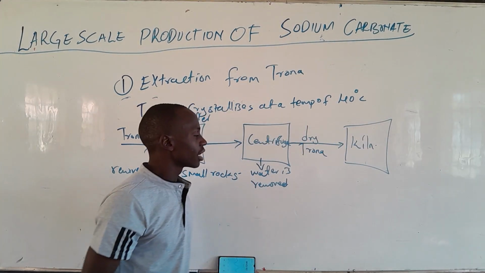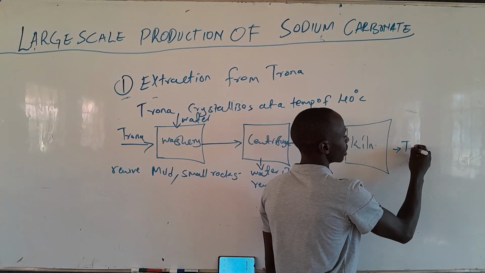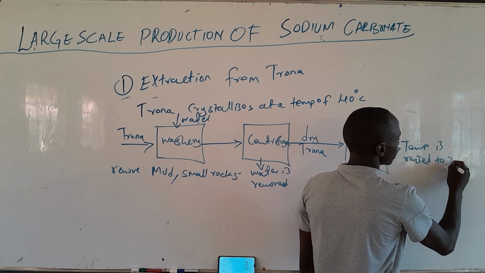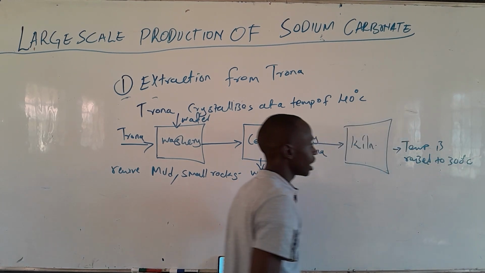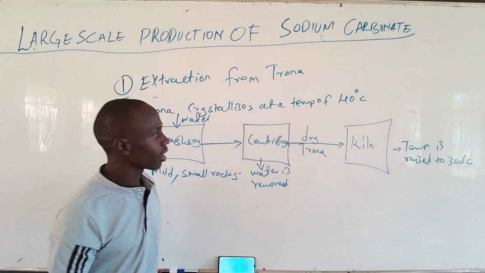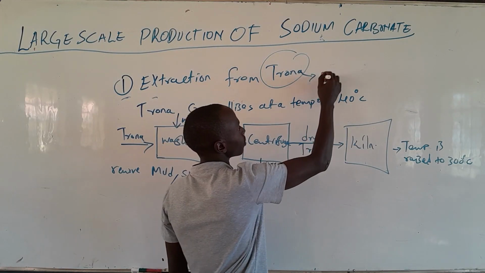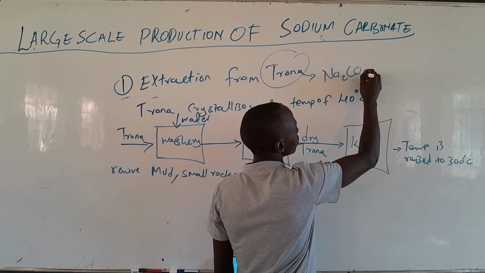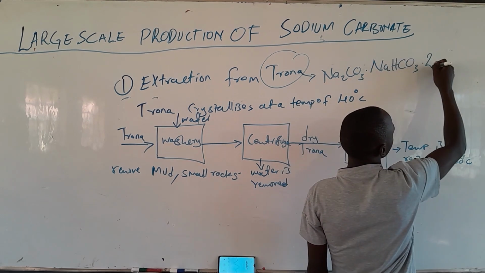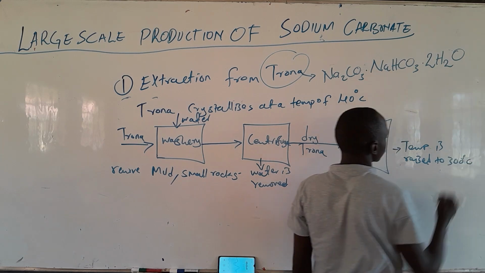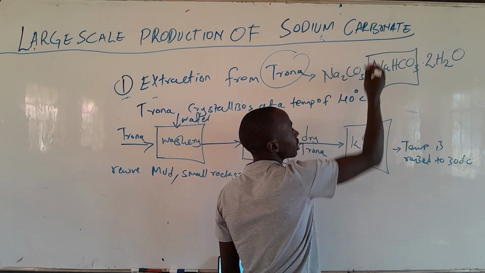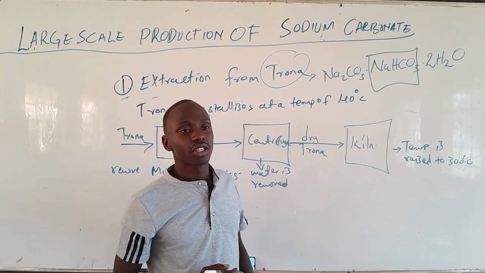In the kiln, the temperature is raised to 300 degrees Celsius. When that temperature has been obtained, the double salt, which comprises sodium carbonate, sodium hydrogen carbonate, and the water of crystallization, will be affected. The temperature of 300 will decompose the sodium hydrogen carbonate to produce sodium carbonate.